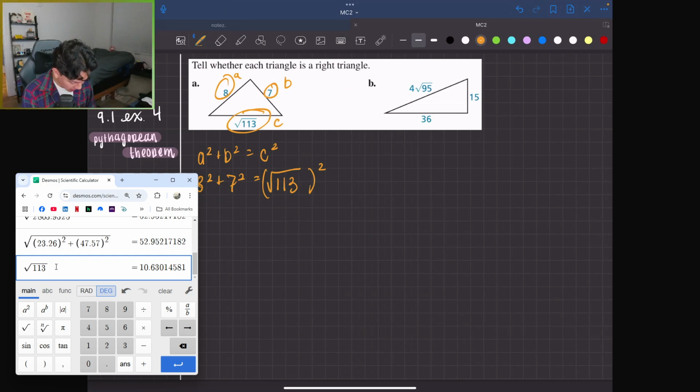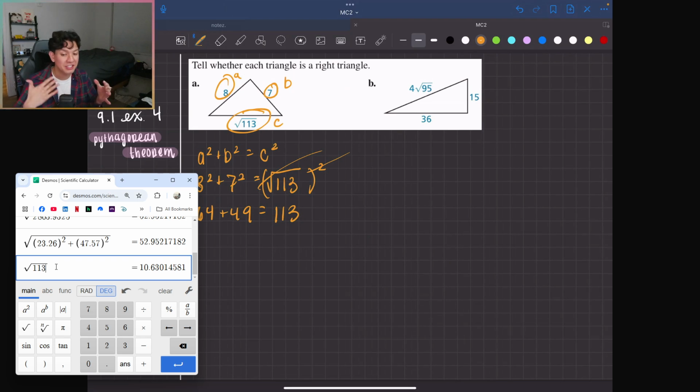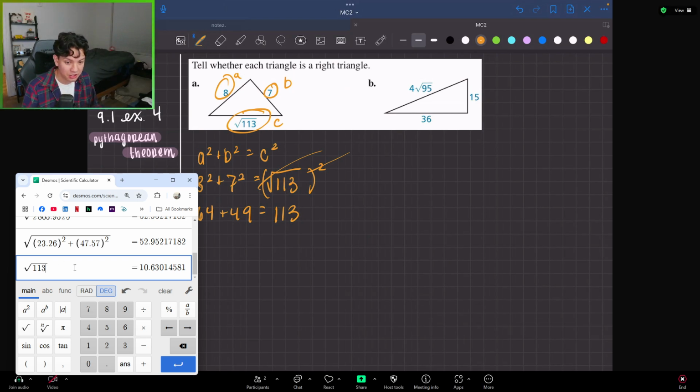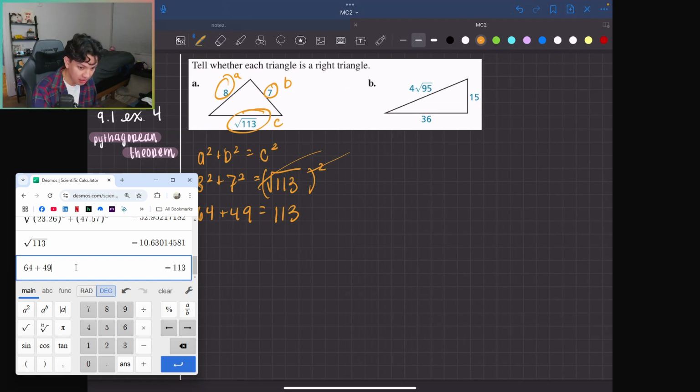So 8 squared is just going to be 64. 7 squared is going to be 49. And then the square root of 113 squared is just 113, because square roots and squareds cancel each other out. They are the inverses of each other, okay? So now let's see if 64 plus 49 equals 113. Okay, 64 plus 49. It does equal 113.